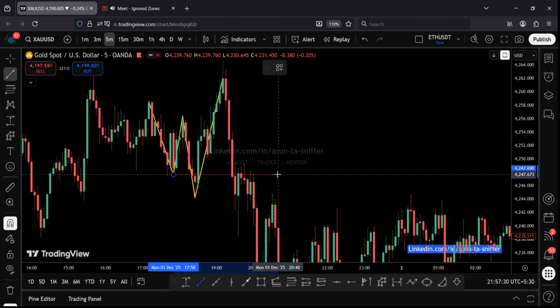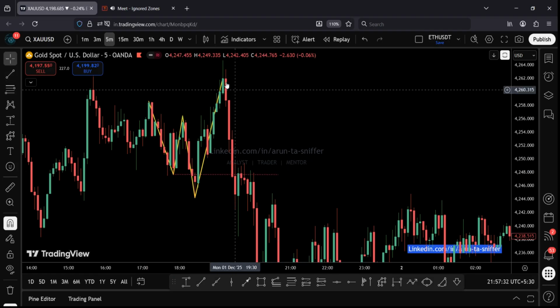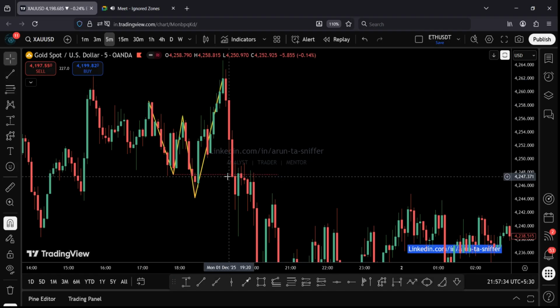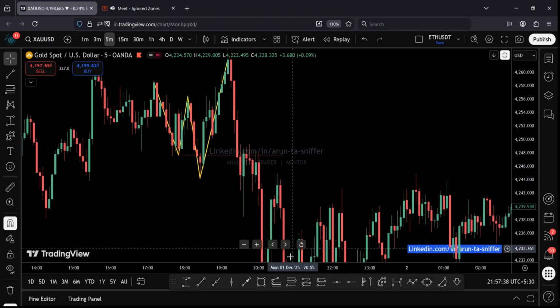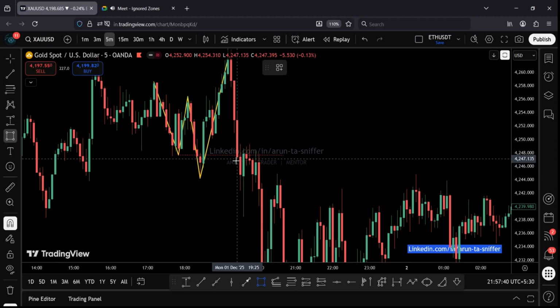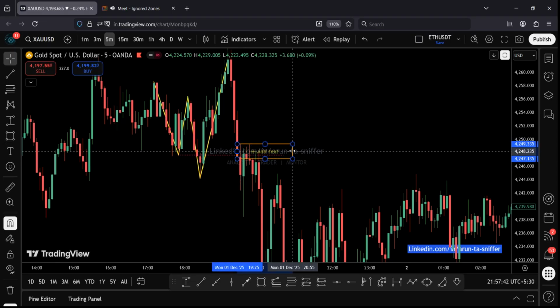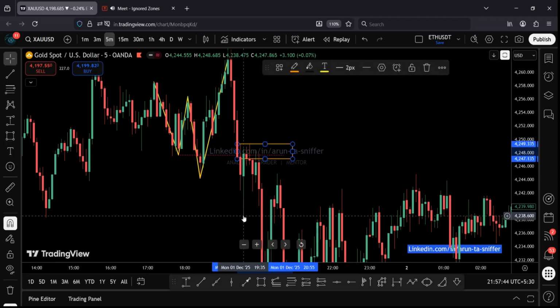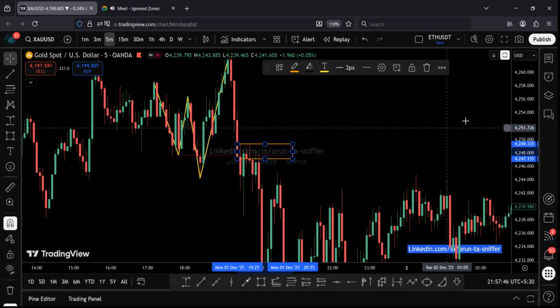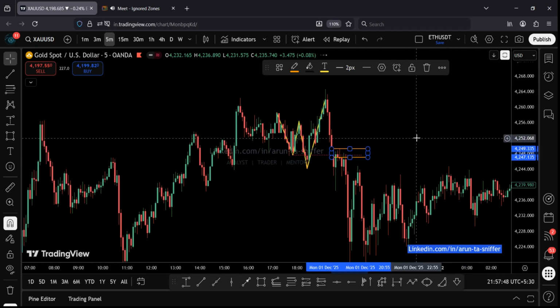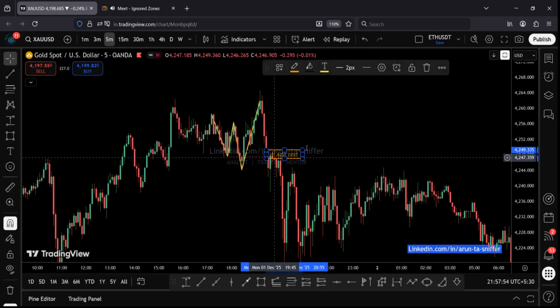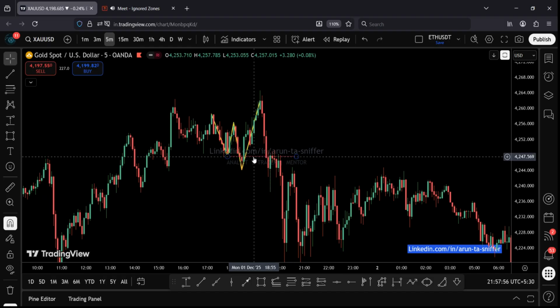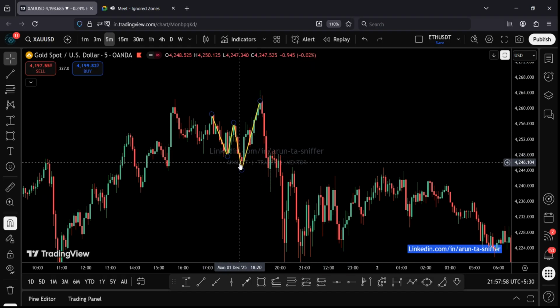But what happened? Price came back, and the QM was ignored here. The zone was created here. Okay, price came back, goes up again, and falls down again. So this was another ignored zone example. Okay, so let's stop here, and if you guys have any questions, you can ask.